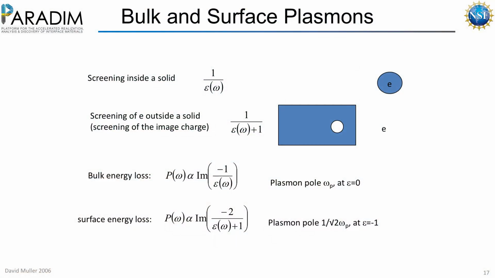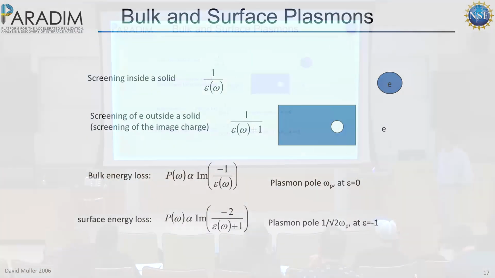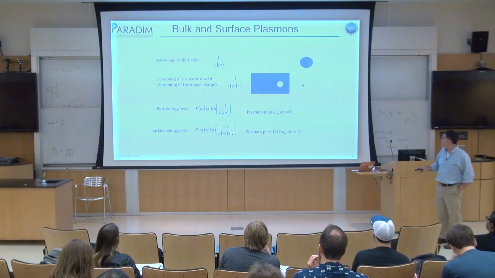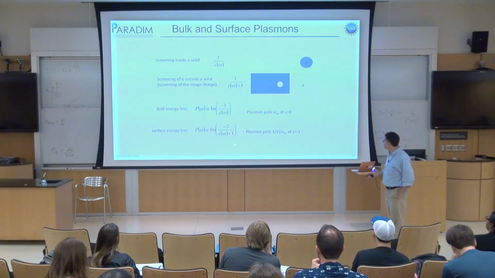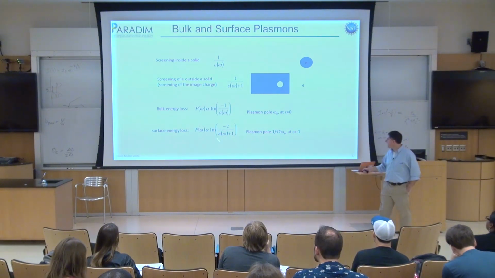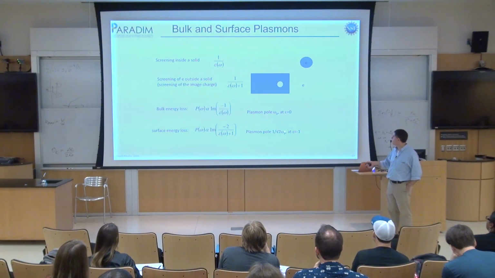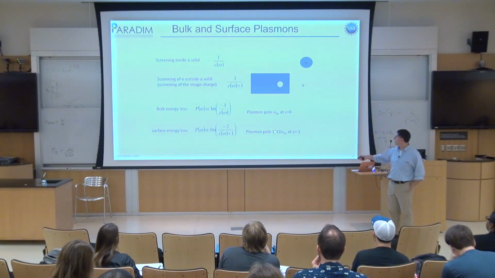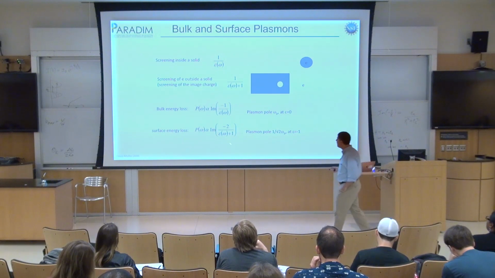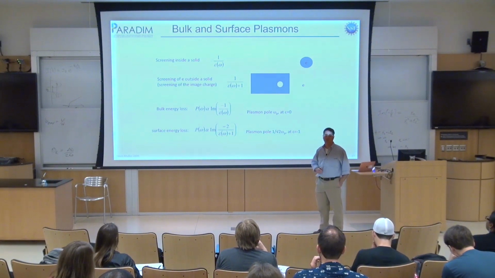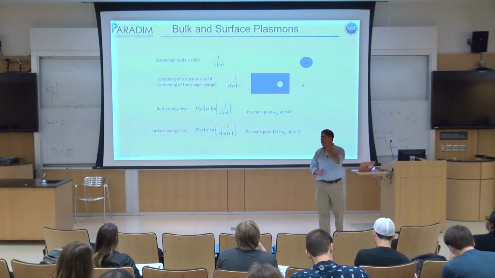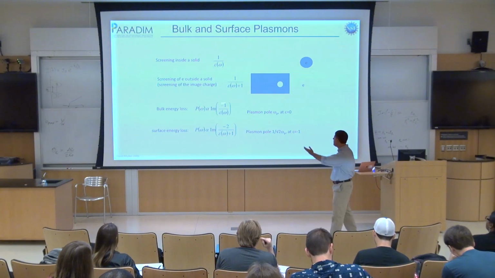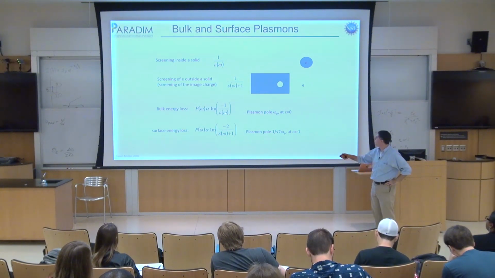So there we go. I've got to get this pole to be, that's got to go, at epsilon equals minus 1, this thing goes negative. And that means the surface plasmon has an energy loss frequency not of omega p, but 1 over root 2 omega p. And that's a result of the electrostatic boundary conditions, right? The plasma frequency in this material is omega p, and you would have got that from doing that.